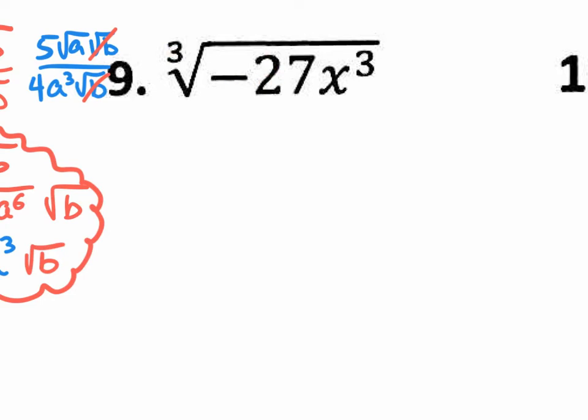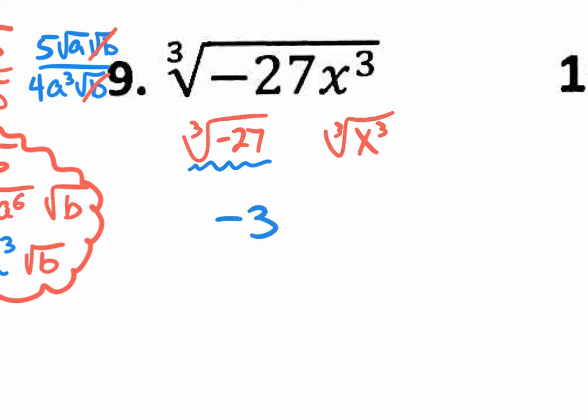So let me first split the 3rd root. Let's put the 3rd root on the negative 27. Let's put the 3rd root on the x to the 3rd. So again, what it's asking for is what times itself 3 times will give you a negative 27. The answer to that is negative 3, no more root.